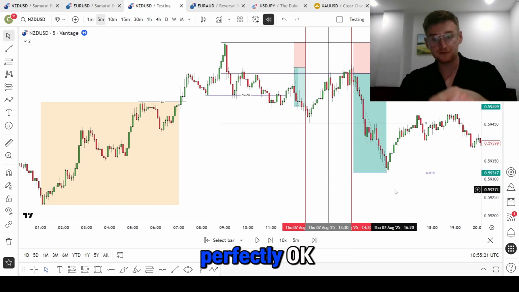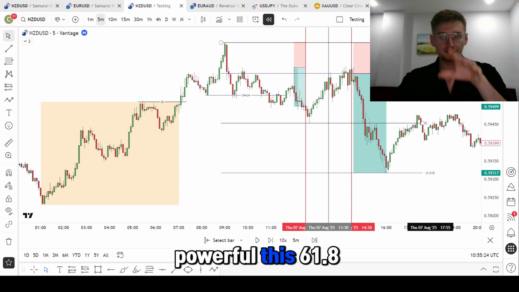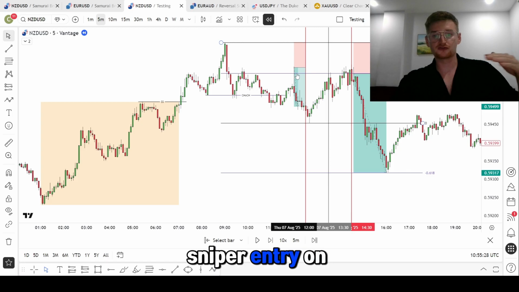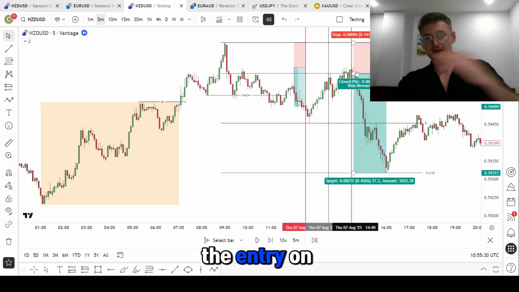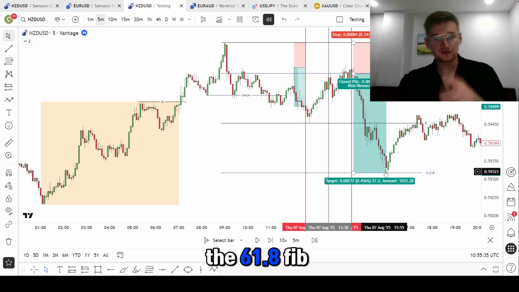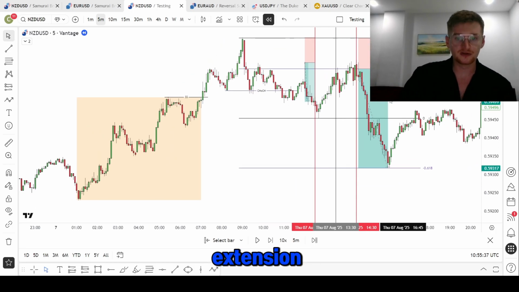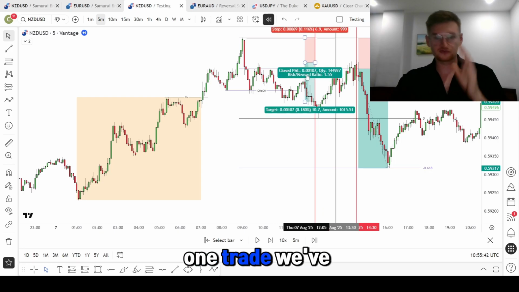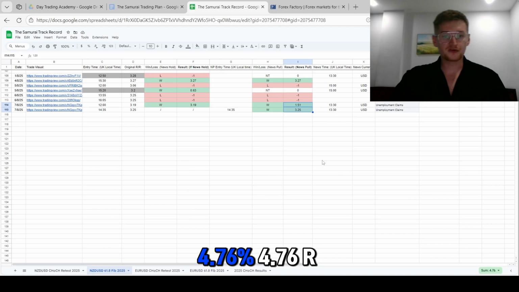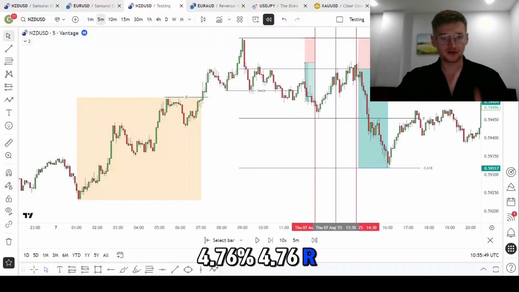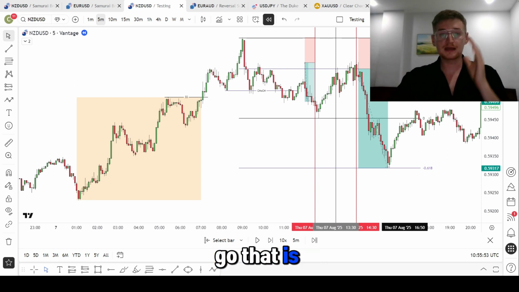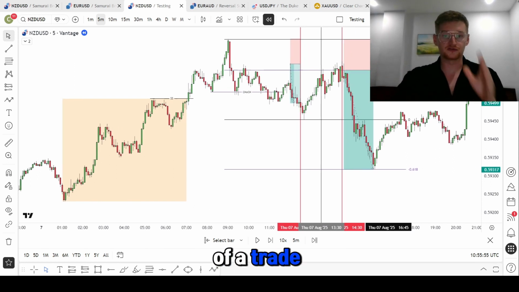Perfectly, okay? This shows how powerful this 61.8 fib is. We got in with a sniper entry on the 61.8 pullback, and then we got out with a sniper exit on the 61.8 fib extension, just like that. In this single trade, we've made 4.76%, 4.76R should I say, because if you risk 2% then you'd make double that. But there you go. That is an absolute beauty of a trade.